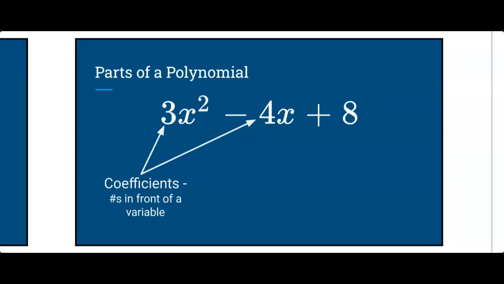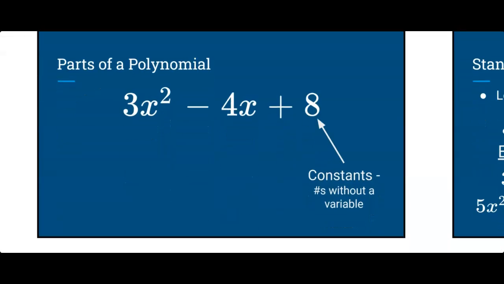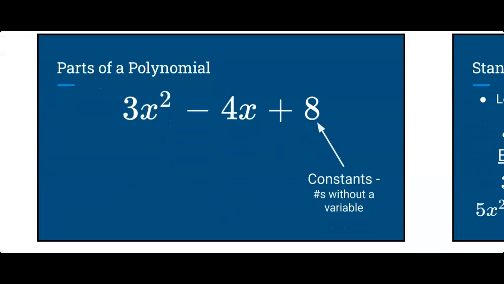A big piece that we really need to make sure we know is that a coefficient is your number in front of the variable. So the 3 and the -4 are coefficients because they are in front of the variable. They're being multiplied by the variable. The 8 is not being multiplied by a variable, so it is not a coefficient. 8 is a constant. The piece that doesn't have a variable is your constant, because 8 is going to be 8 no matter what. It's constantly going to be 8 because it's not being multiplied by anything.